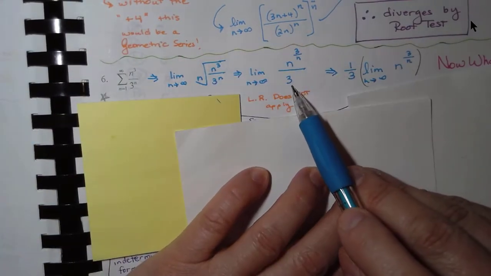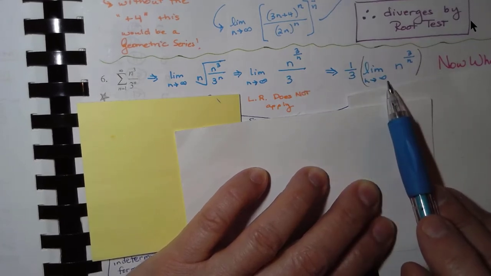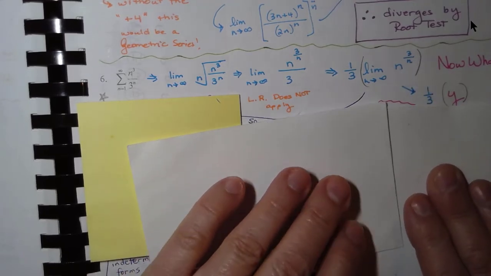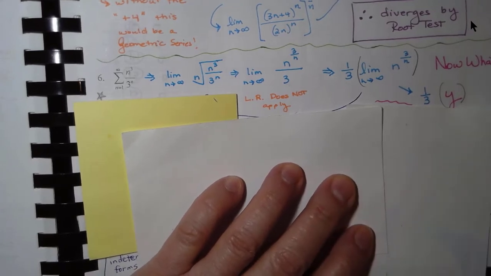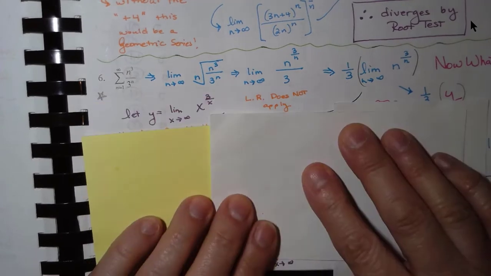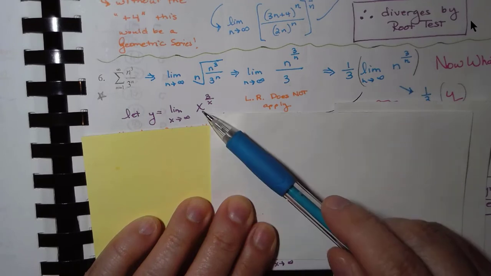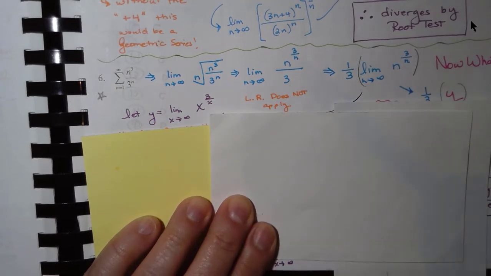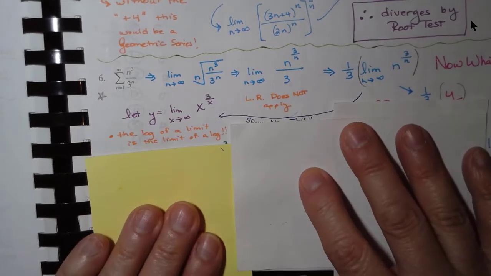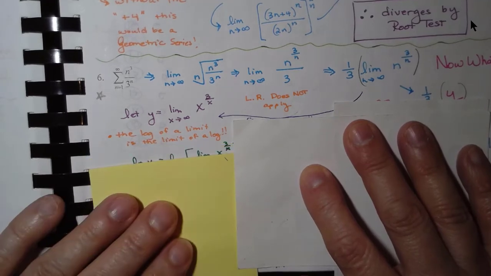This 3 down here is 1/3, so I can rewrite this as 1/3 the limit as n goes to infinity of n to the 3 over n. Well, now what? Let's make our notation a little simpler by calling this whole thing y. So we are going to let y equal the limit as x goes to infinity of x to the 3 over x. You'll notice we are probably going to want to take the log so we can bring this down. And we know that the log of a limit is the limit of the log.